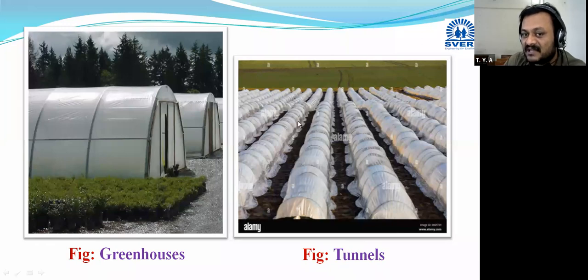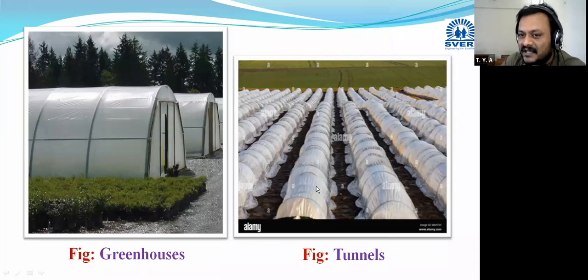It is very much similar to a greenhouse, the only difference being the length, and they are a little bit complex. Length means they are very long. That's why they are called tunnels. Their construction is very similar to a tunnel, that's why this name is given. And here also you can control the environmental conditions and take whichever crop production you want.